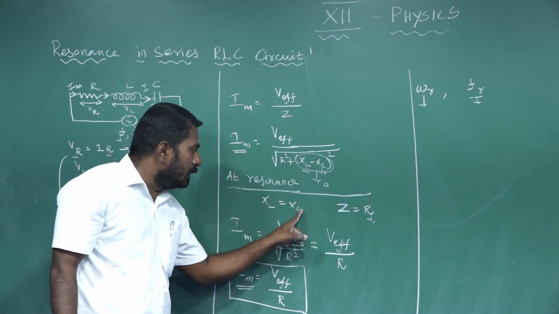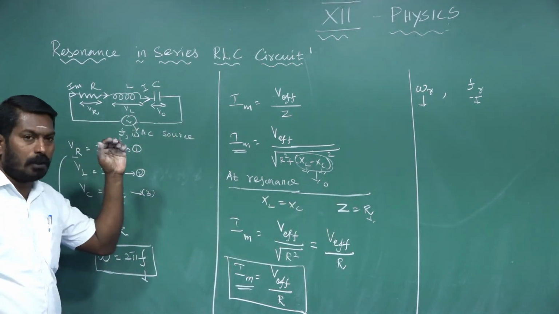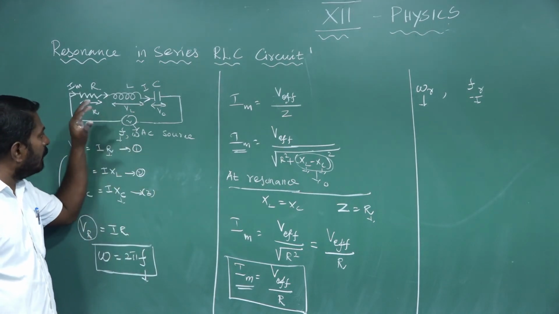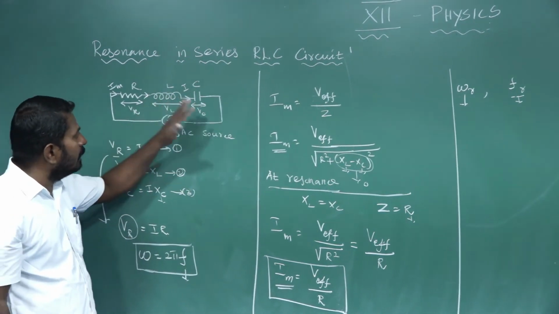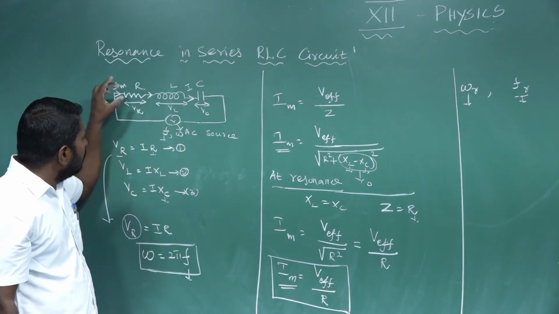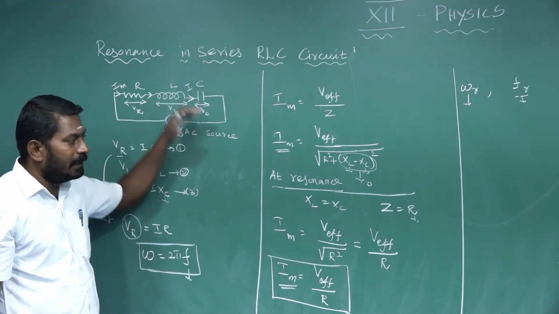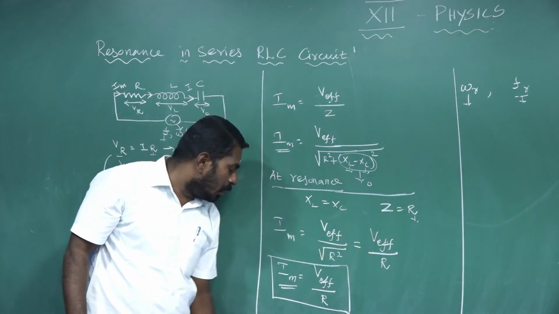If this is achieved, impedance of the series RLC circuit becomes minimum, which is equal to a purely resistive circuit, which means that the circuit is purely resistive. There is no opposition offered by the inductor and the capacitor. Only the resistor offers opposition when alternating current flows through the series combination. So impedance of the series RLC circuit is equal to R.